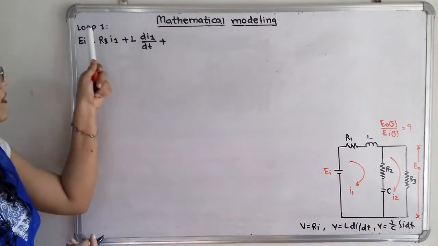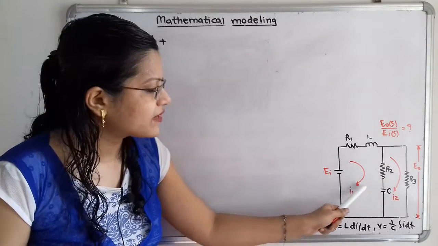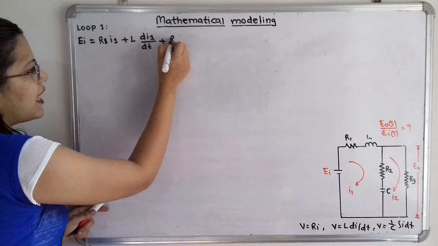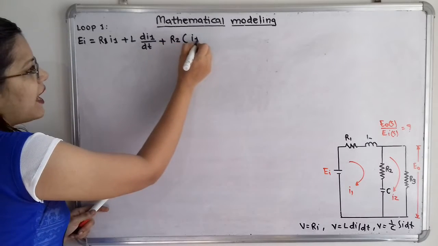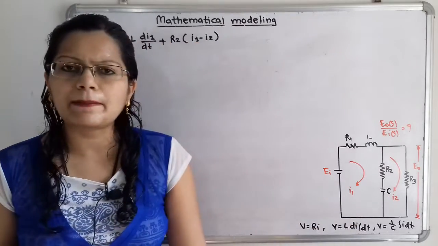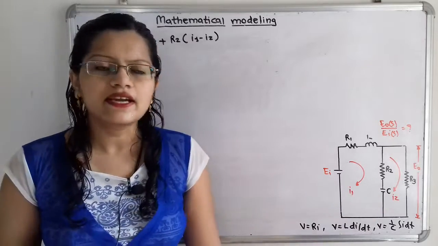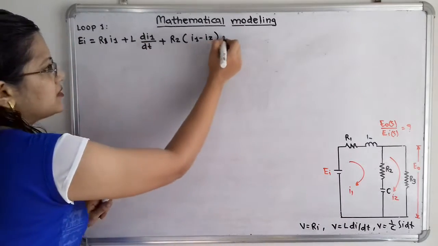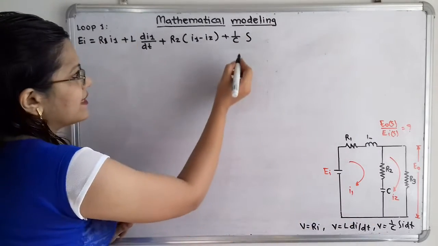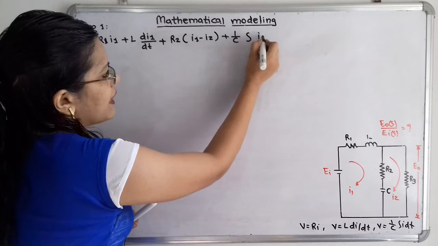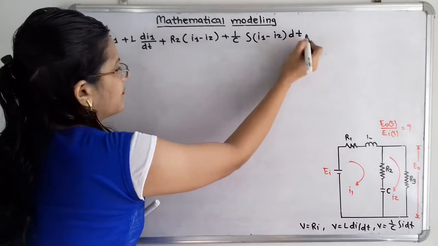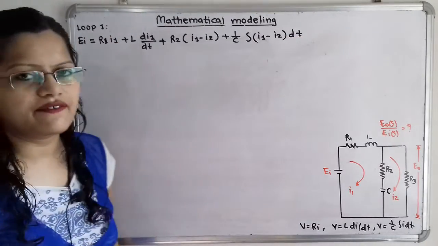But this is the equation for loop 1, so while taking the difference I will take I1 first. So how to write? That is plus R2 times the bracket I1 minus I2. Then the capacitor C. For this capacitor C also I have to take the difference. So I will write plus 1 by C integration of (I1 minus I2) dt. So this is the differential equation.